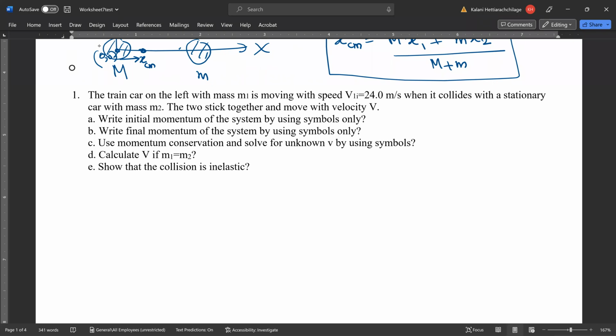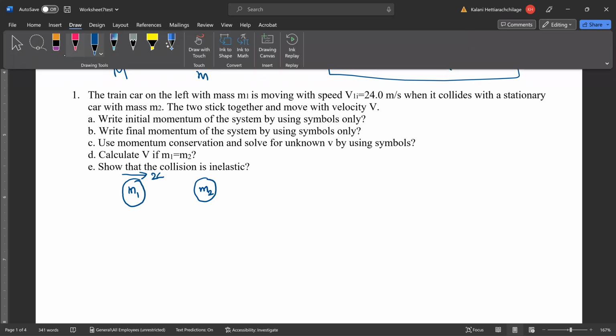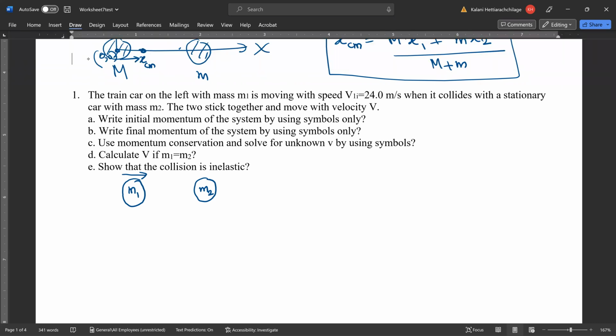So now we need to draw. We have the first car, right? That is mass m1, and there is a second car, that is mass m2, right? And the first one is moving with v1 initial, a positive number. Let's write the variables first, then we're going to plug in the values when we need them. So v1 initial to the right. And the second one is stationary, which means this one does not have a velocity. So we can write v2 initial is 0, no velocity.